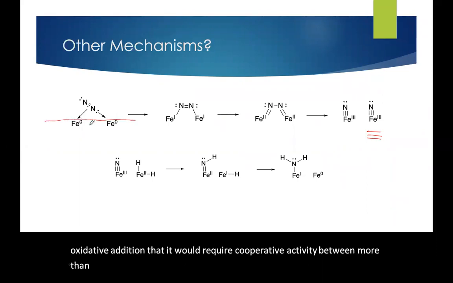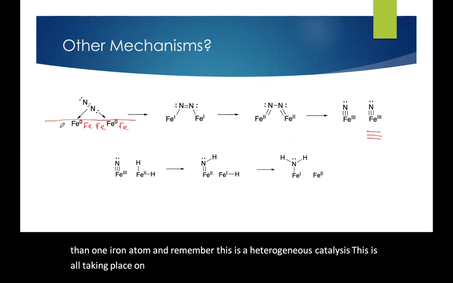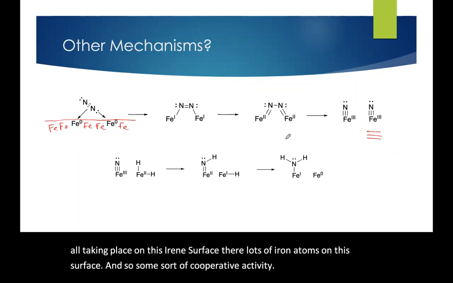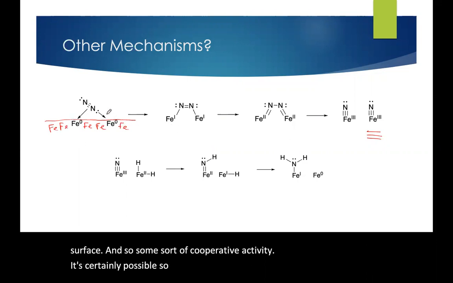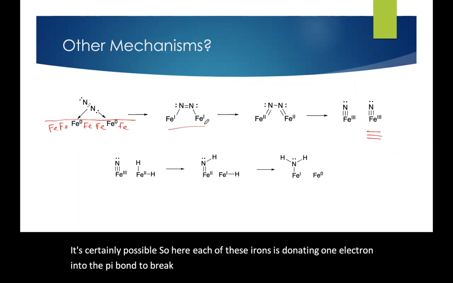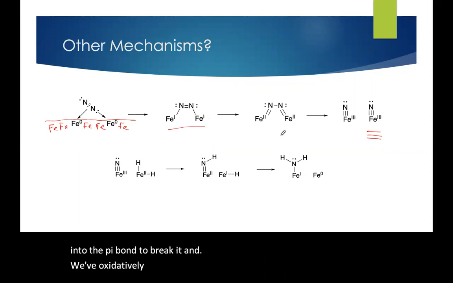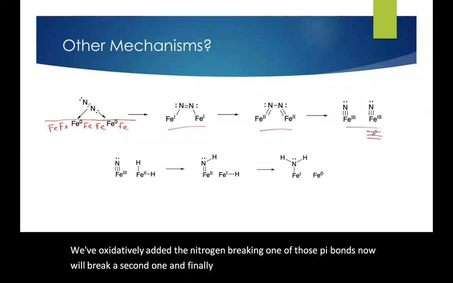And remember, this is a heterogeneous catalysis. This is all taking place on this iron surface. There are lots of iron atoms on this surface. And so some sort of cooperative activity is certainly possible. So here, each of these irons is donating 1 electron into the pi bond to break it. And we've oxidatively added the nitrogen, breaking one of those pi bonds. Now we'll break a second one and finally break the sigma bond and so on.